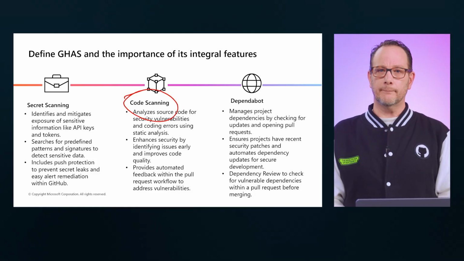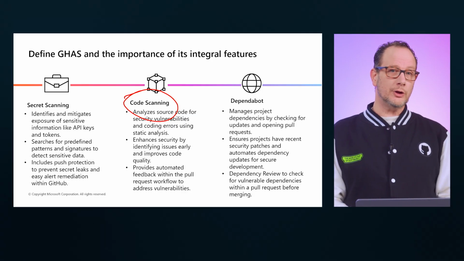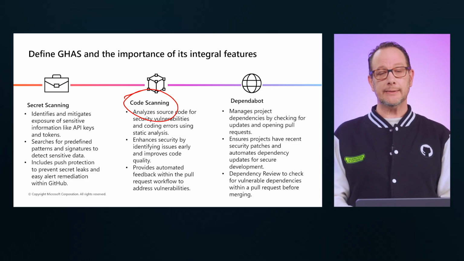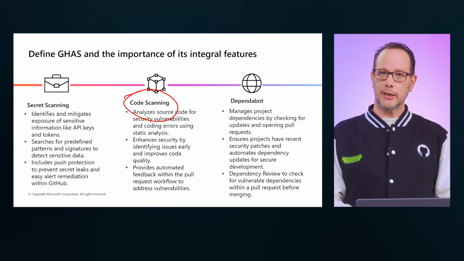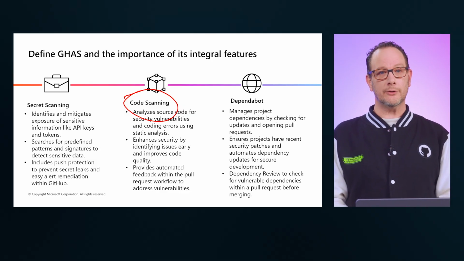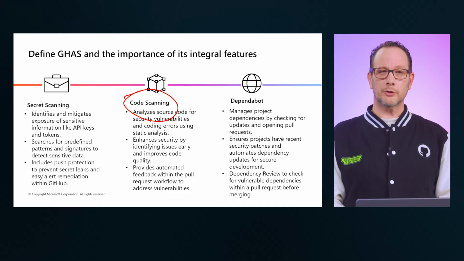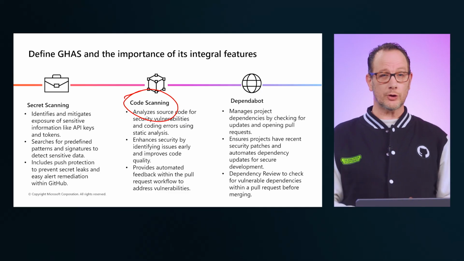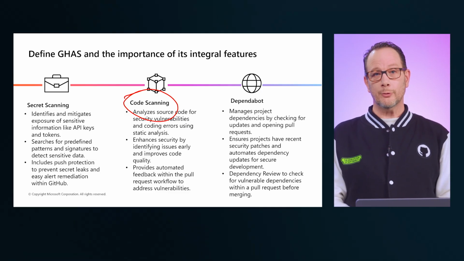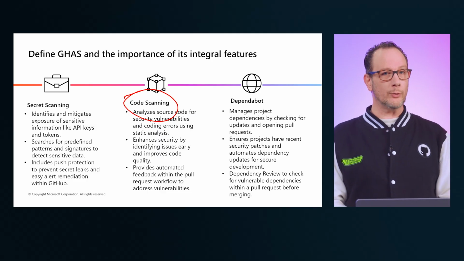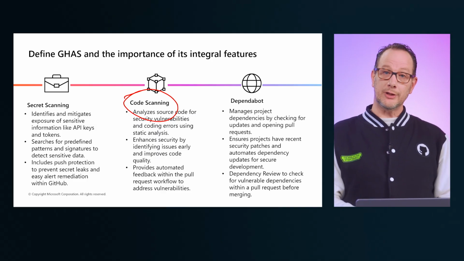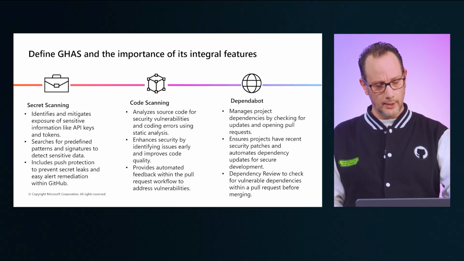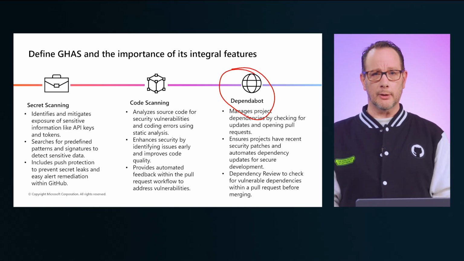Next, we have code scanning. Code scanning is an integral feature of GitHub Advanced Security that analyzes source code for security vulnerabilities and coding errors. It utilizes static analysis techniques to identify potential issues, like for example SQL injection, cross-site scripting, and maybe buffer overflows, to mention just a few examples. By providing automated feedback directly within the pull request workflow, code scanning enables developers to address vulnerabilities early on in the development process.